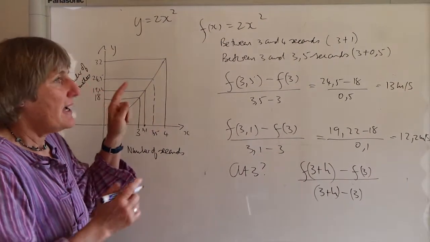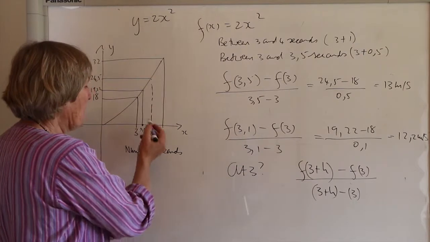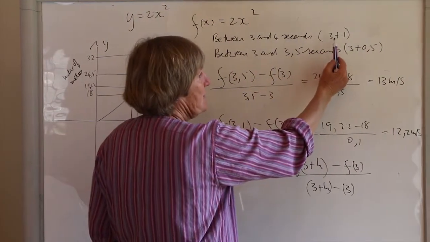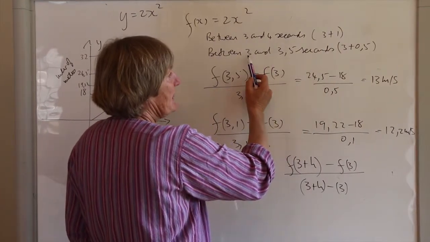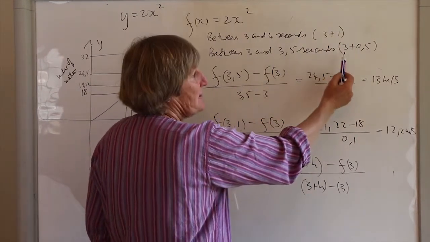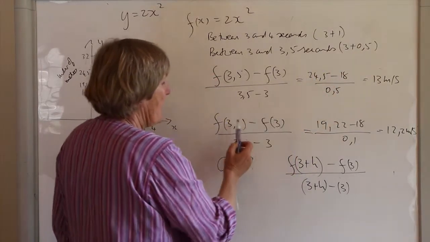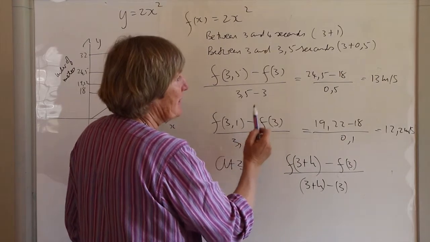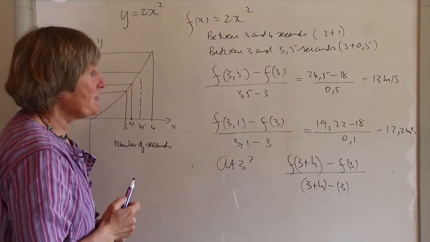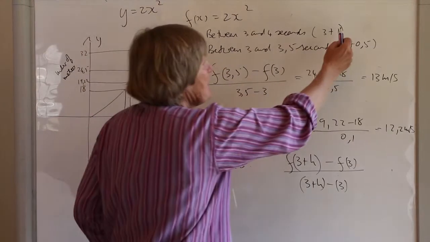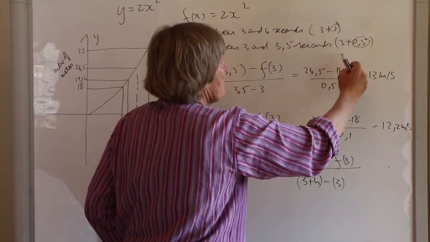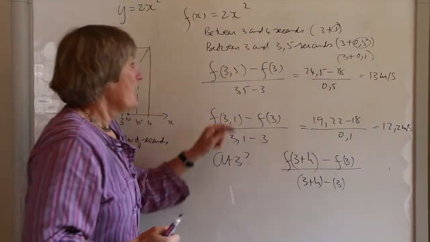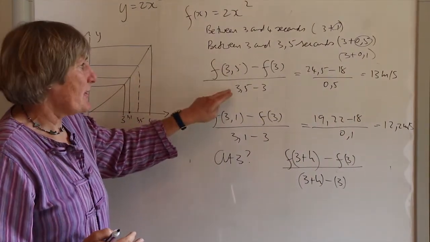Okay, so what I'm going to do now, I'm going to approach the 3 seconds. So 4 seconds is 3 plus 1. Now we're going to take between 3 and 3.5, which is 3 plus 0.5. And then now we're going to take 3.1. So it will be 3.1. So as you can see, I'm making this thing I'm adding smaller and smaller. Okay? Right. So the speed is distance over time.